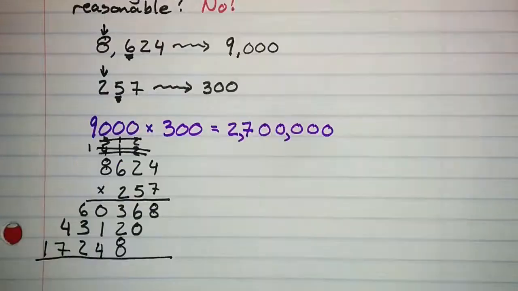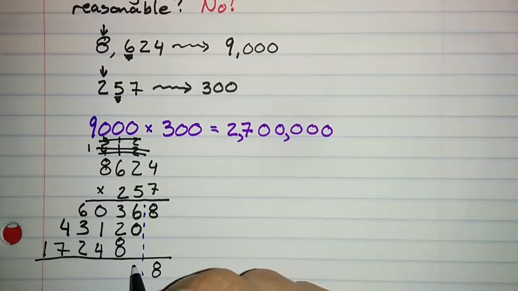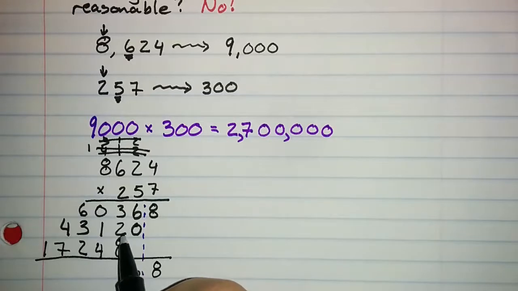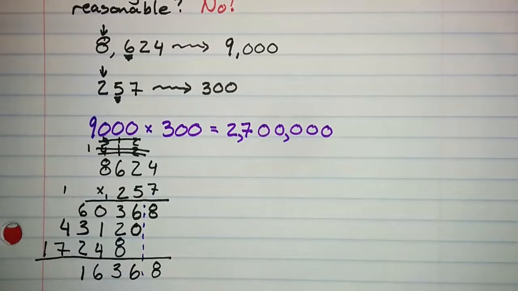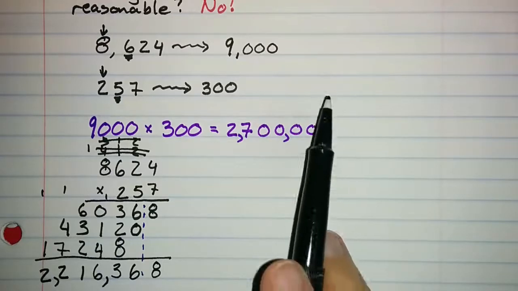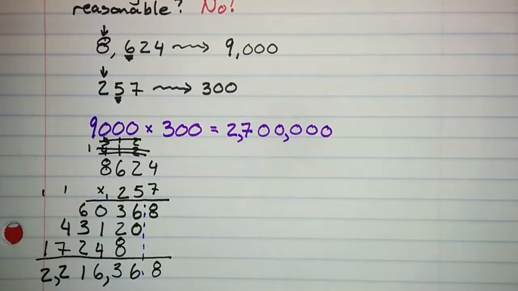This looks more like it. Adding up, I get an 8 in the ones place, 6 in the tens, 3 and 2 is 5, and 8 is 13. 1 and 1 is 2, and 4 is 6. 6 and 3 is 9, and 2 is 11. 1 and 4 is 5, and 7 is 12. 1 and 1 is 2. 2,216,368. That looks more like it's in the right ballpark.